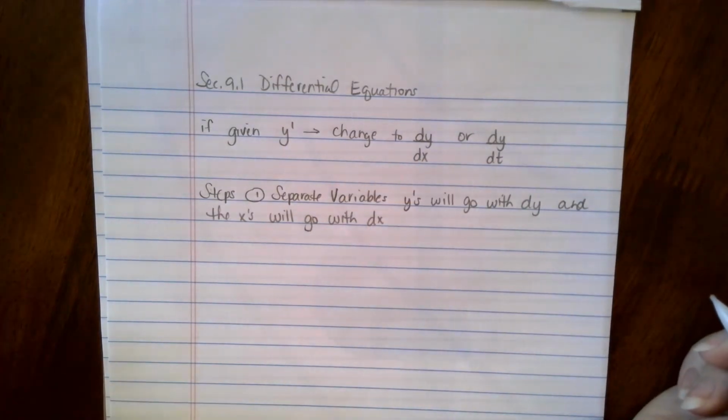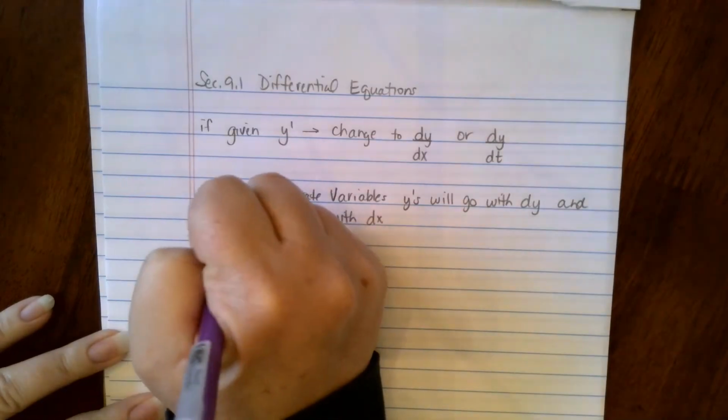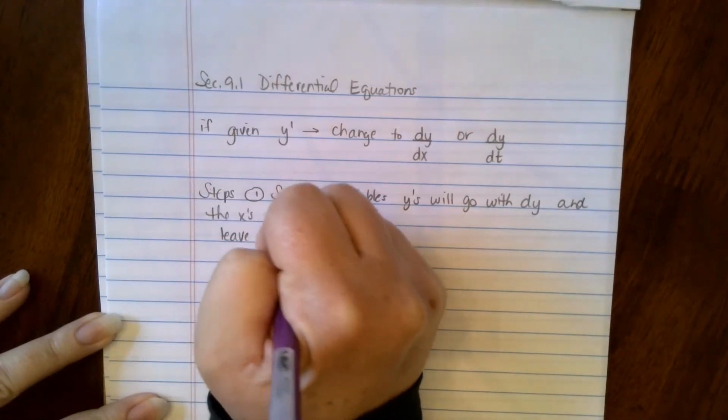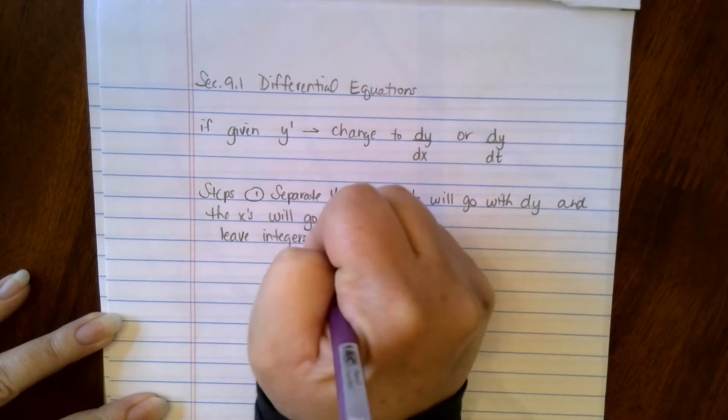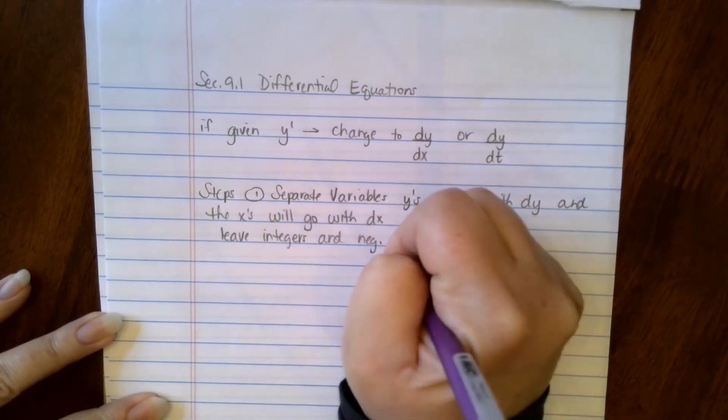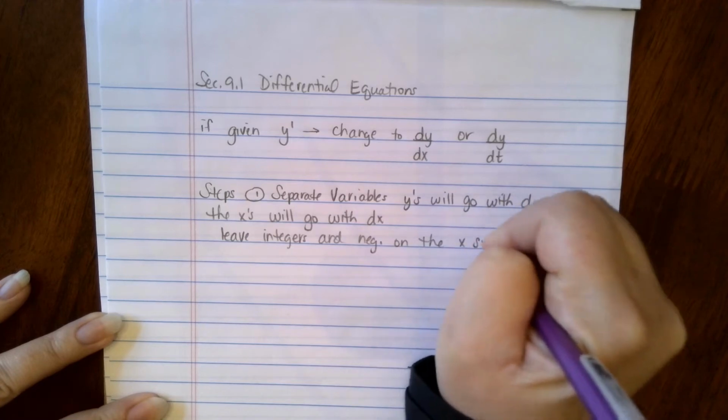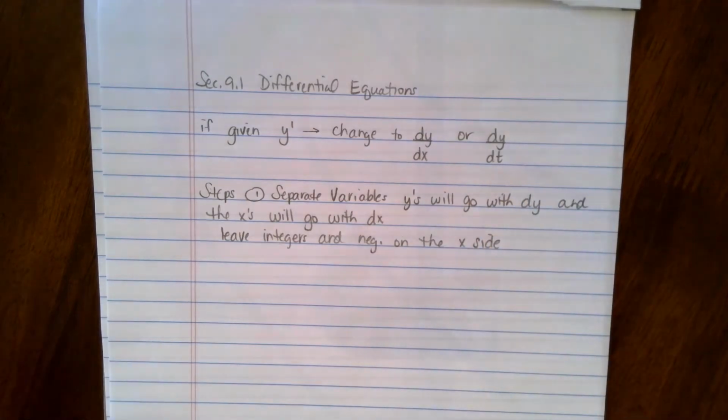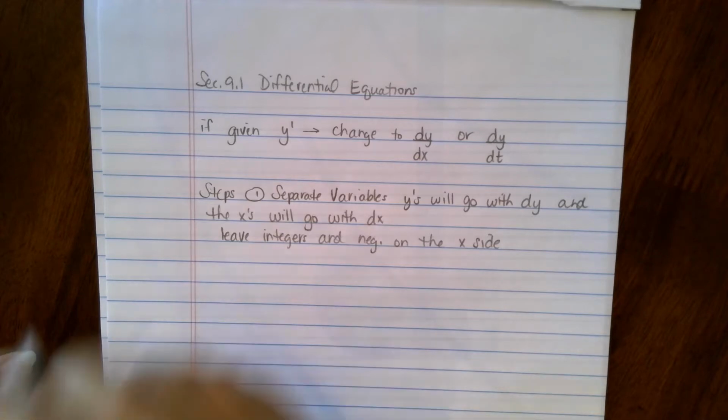Okay, now you want to leave integers and negative values on the side with the x. Leave integers and negatives on the x side. And again, remember, if this doesn't make sense, it will once we get started and start working through. Okay? Now, separation of variables. On an AP test, that's going to be worth a point. If you can separate the variables successfully, they're happy. Yay, point for you.